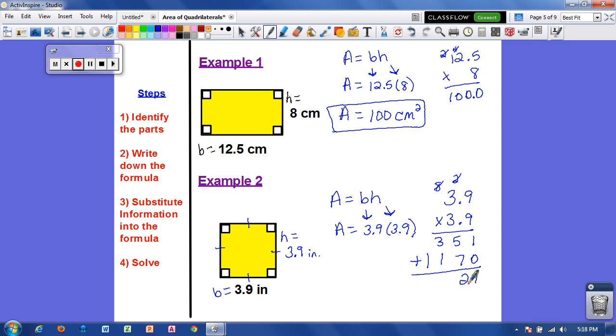And then I'm just going to add everything together. I have 2 decimal places, so that means that my area equals 15.21 inches squared.